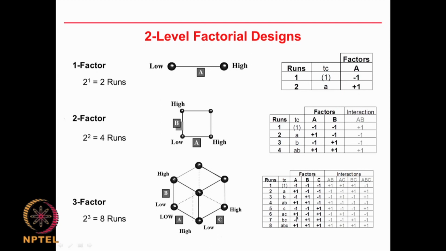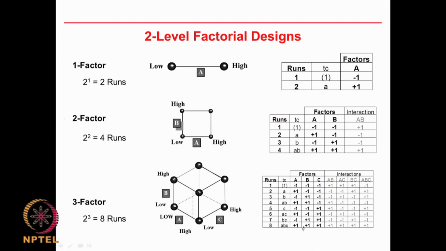Look at this, if you look at column A, you will have 4 pluses, 1, 2, 3, 4, you will have 4 minuses. Look at column B, you will have 4 pluses, you will have 4 minuses. Look at column C, you will have 4 pluses, 4 minuses. So, it is very well balanced. This is called a balanced design.